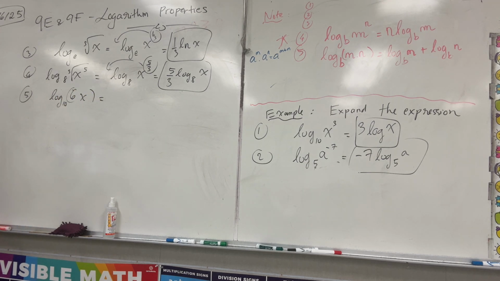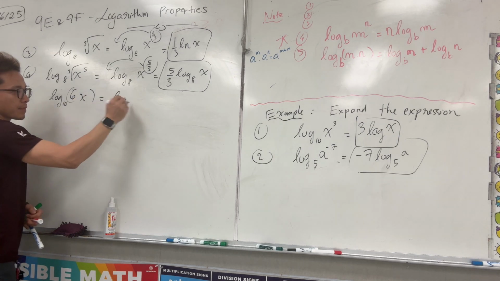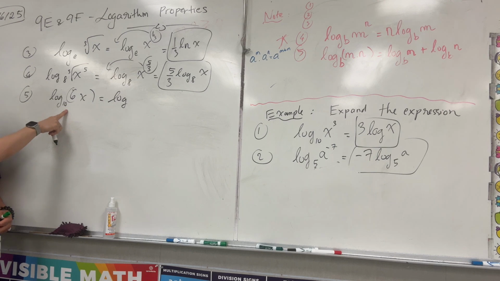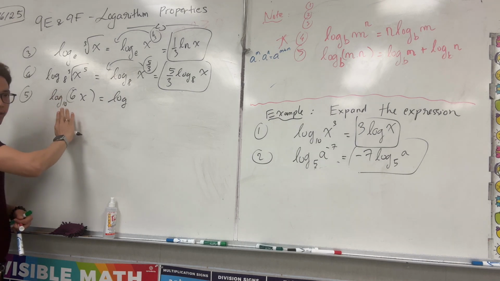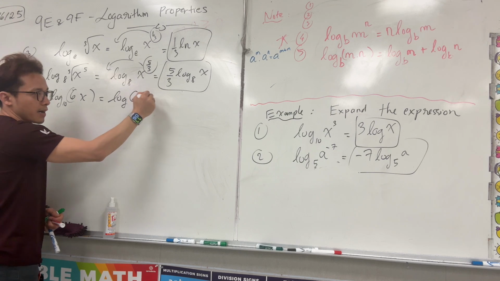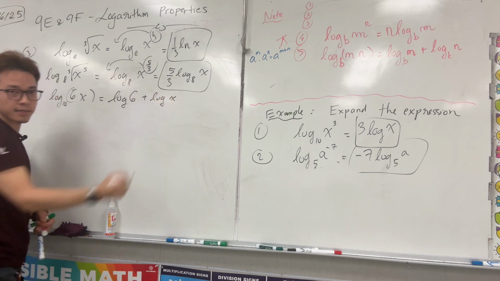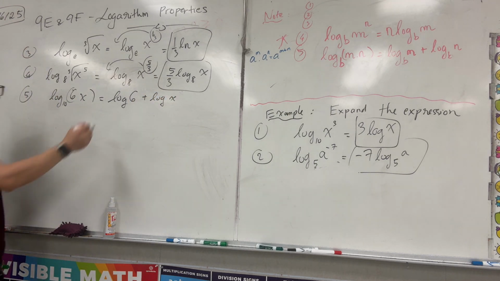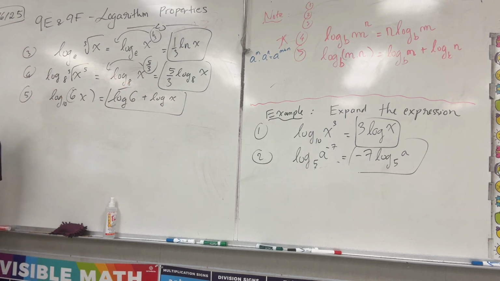What is this? Log base 10, but then the base 10 is invisible, you don't need to write 10. Okay, I want you to get used to it. That's why I keep writing 10. So now you don't need to write 10, but that's an invisible 10. Log 6 plus log x. That's it. One step, one line answer. Easy? Too fast? Is that okay? Any question? Okay.